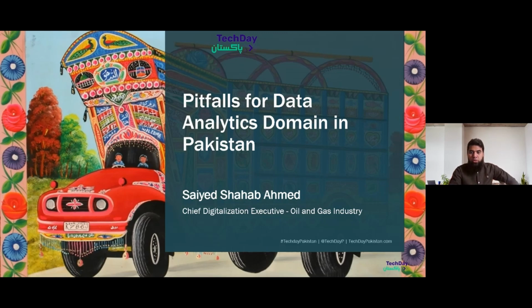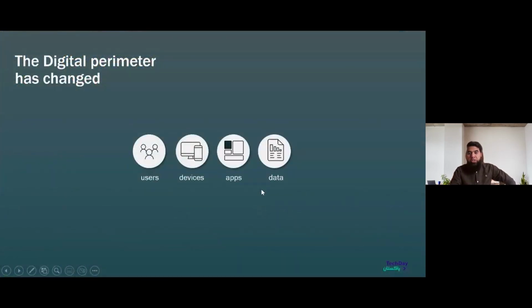If I go back around 10, 15 odd years, we all know we have four major pillars whenever we talk about any digital landscape. And among all these four pillars, the most sensitive one is data. The most vulnerable one among all these four is users, right? So whenever we talk about data analytics, the most important thing is how we are educating our users to use the data, and how we are collecting and interconnecting them.